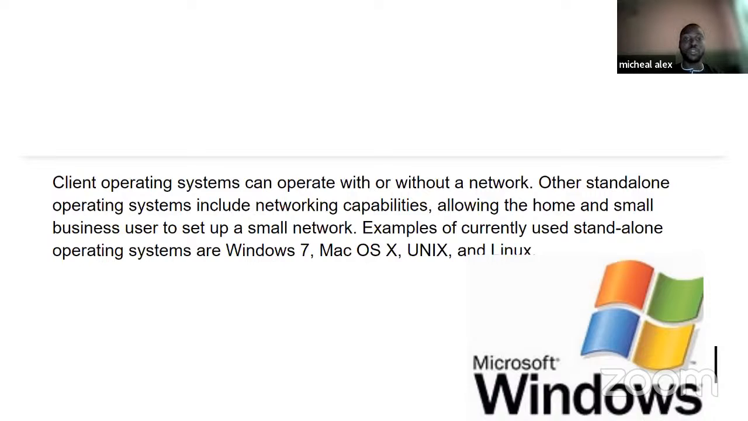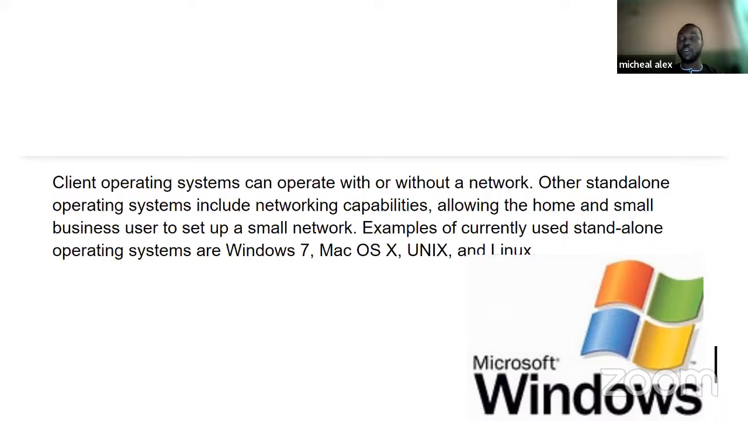Other standalone operating systems include networking capabilities, allowing the home and small business user to set up a small network. And it is very true. It is also possible for you to have your computer, your phone, your tablet, maybe your speaker, and your mouse all working as a network, meaning that they all communicate with each other. Maybe your mouse is communicating with your computer via Bluetooth, then your speaker is communicating with your PC also with Bluetooth. Then maybe your phone is connected to your PC using a cord, and maybe your Wi-Fi is also communicating with your PC using a cord and all that. So they can all work together as a network. It is very possible, and yet they all have their own operating systems. So that is what we are just trying to bring out from that.